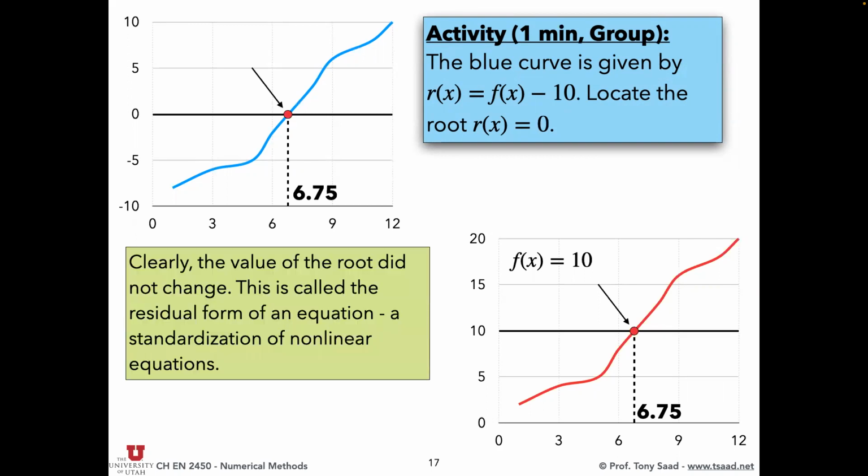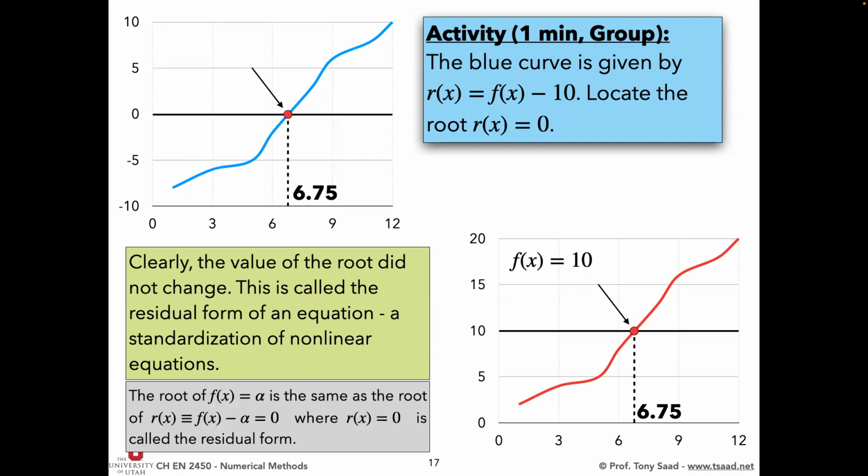Okay, what's the point here? The point is that the function f of x equals alpha has the same root as the function f of x minus alpha equals 0. That's all there is. However, taking that alpha to the left-hand side standardizes our discussion on nonlinear solvers. And that operation is called writing the function in residual form.